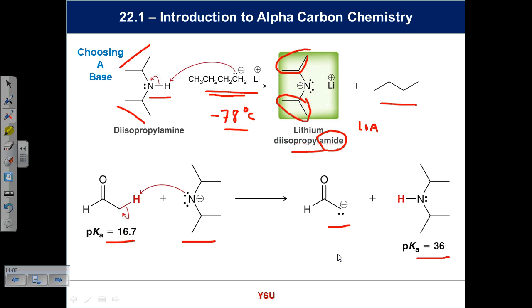So this is the basic idea of getting this thing to work. Use the big base, take off that proton. It's not going to give it back. We now have a flask which is full of enolate. And there's nothing better than that, because then you can alkylate things. You can add other things to them.